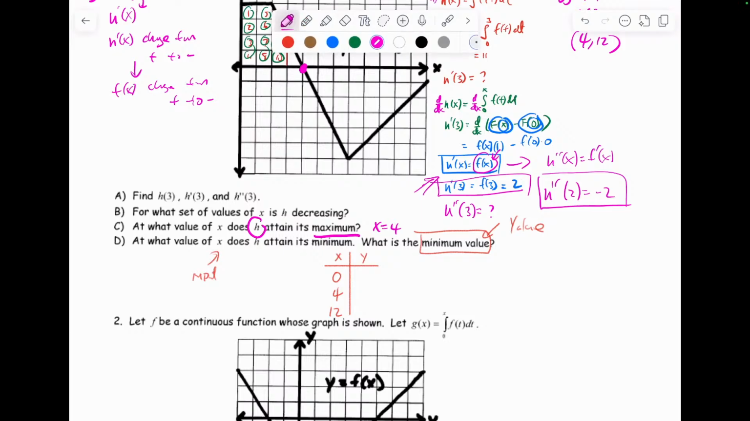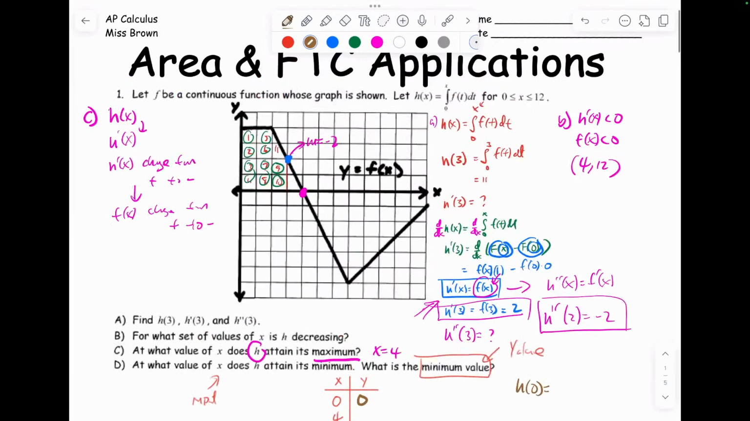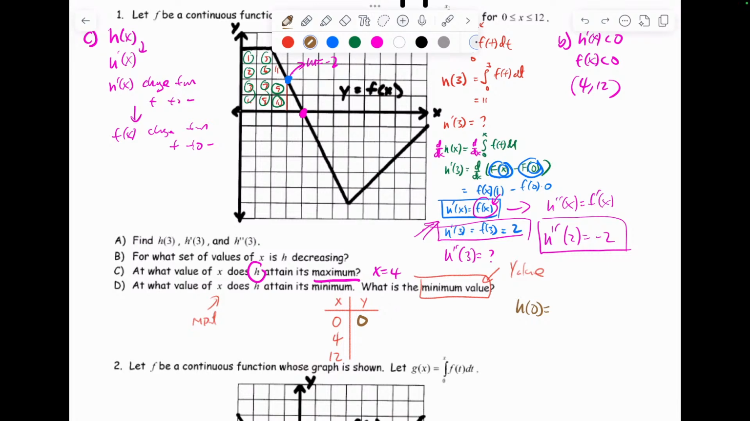Now when x is 0, what's h of 0? Can you guys tell me what's h of 0? 0, good, because there is no area under the curve from 0 to 0. What is 0 to 4? A lot of you miscalculated that as 11, but 4 is right here, so it's actually 12. Does that make sense? That doesn't seem like a minimum value because it's already higher than 12. Minimum value happened at 12.